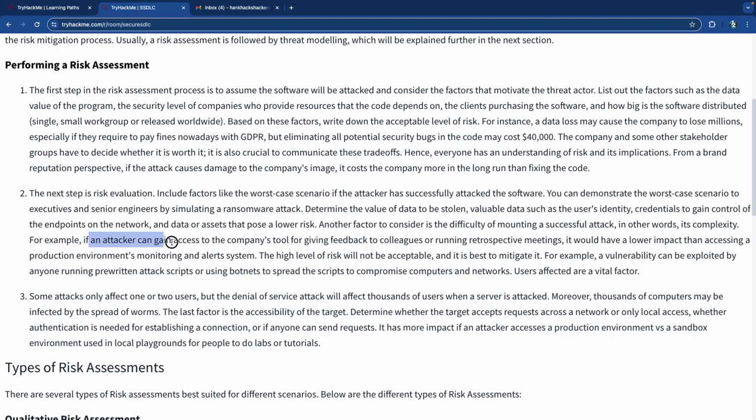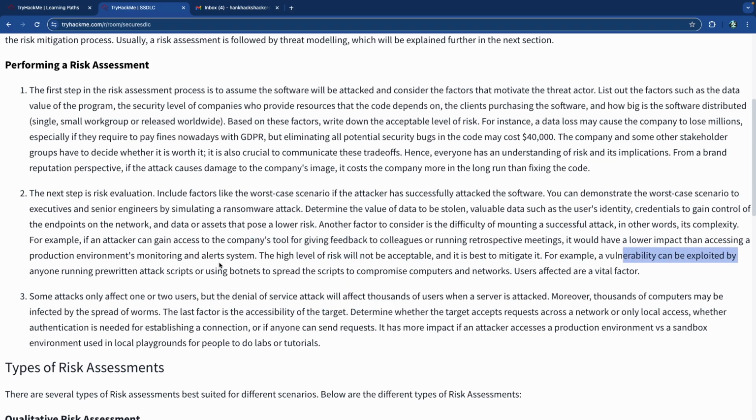So if an attacker can gain access to your company's tool for giving feedback to colleagues or running retrospective meetings, it would have a lower impact than accessing the production environment monitoring and alert systems, right? So if the monitoring and alert systems in your environment are at risk and they're about to be attacked, that is much more critical than the tool that you use to give feedback to your employees. You know what I'm saying? So the high level of risk is not acceptable, and it's best to mitigate it immediately.